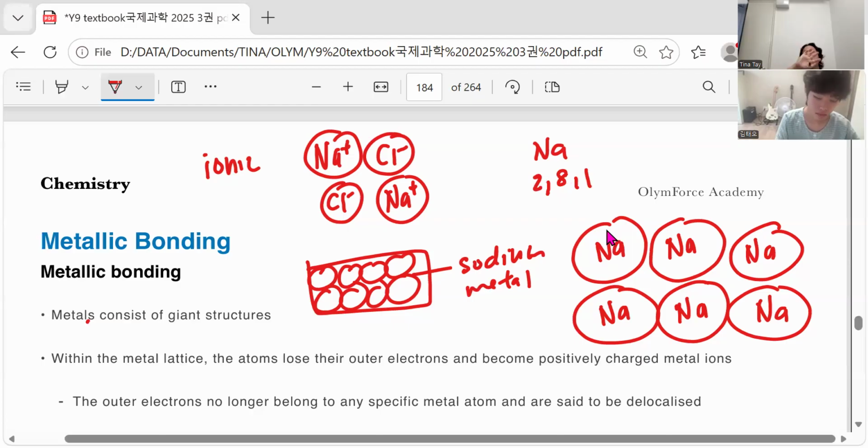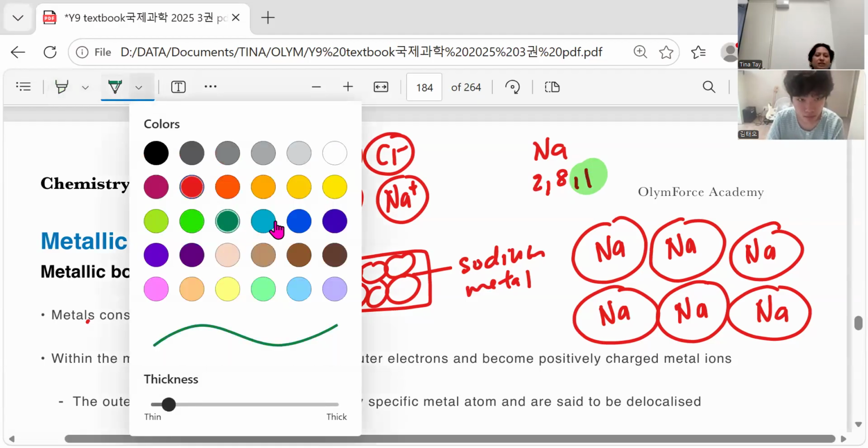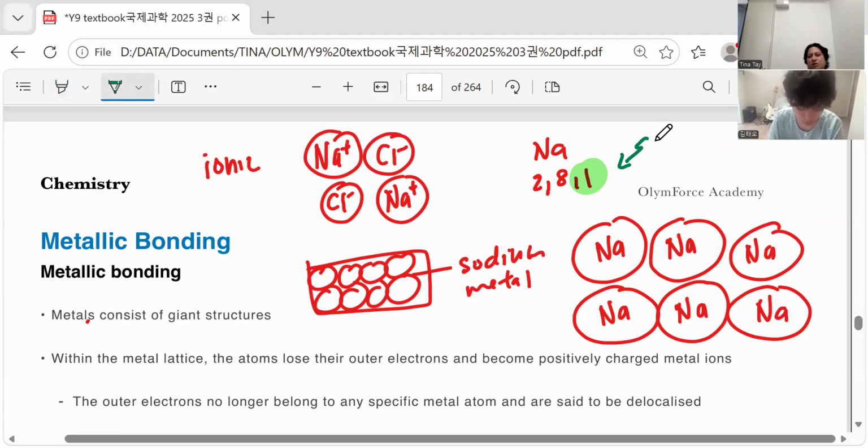Basically, for all metals, remember the outer shell electron is called what electron? Valence electron. The outer shell electron is called valence electron. Basically, for metals, the valence electron is only one, two, or three. Very simple.